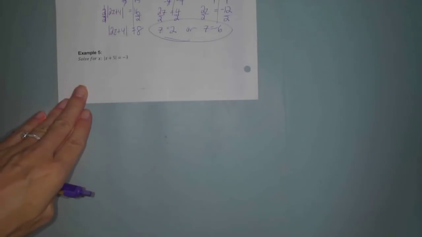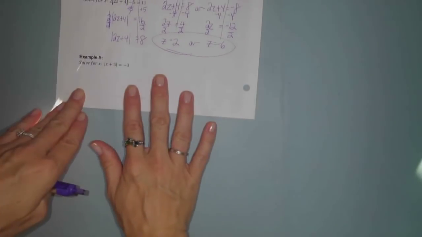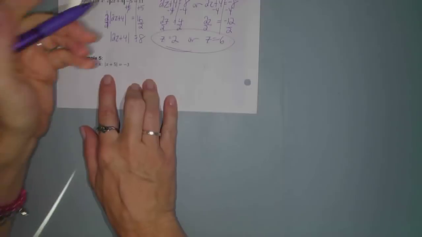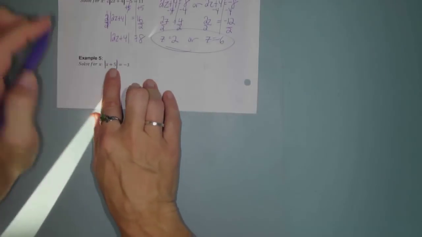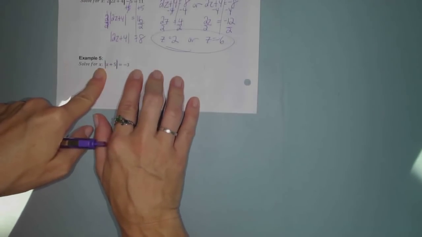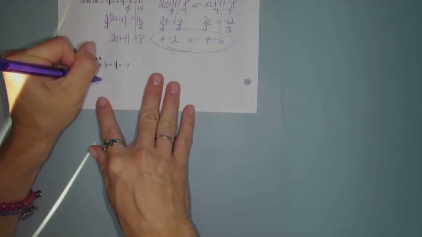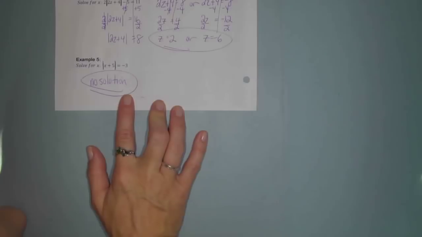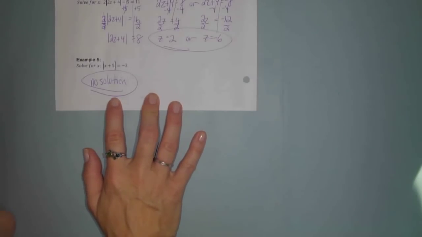And the last one I wanted to bring to your attention is more of a trick than anything. Check this out. It says solve for x. The absolute value of x plus 5, they have it set equal to a negative 3. Okay, guys, this is no solution. And I want you to think about the reason. Pause this video and think about why.